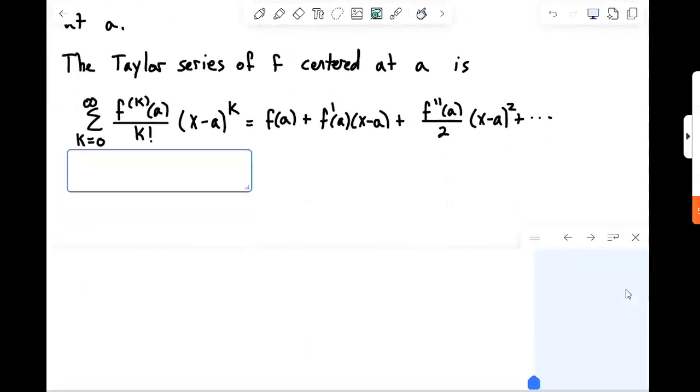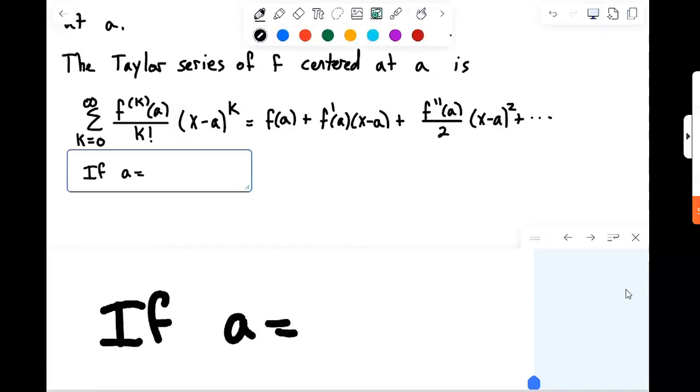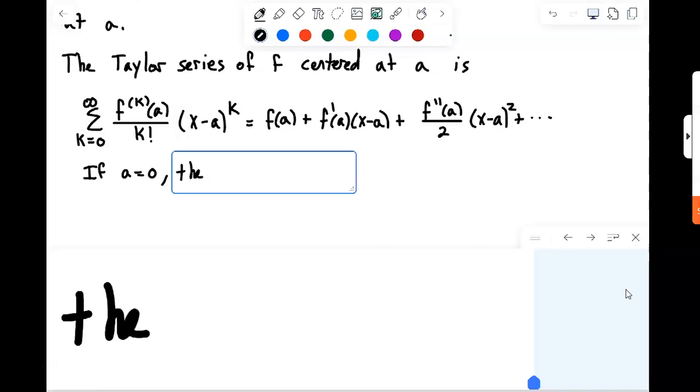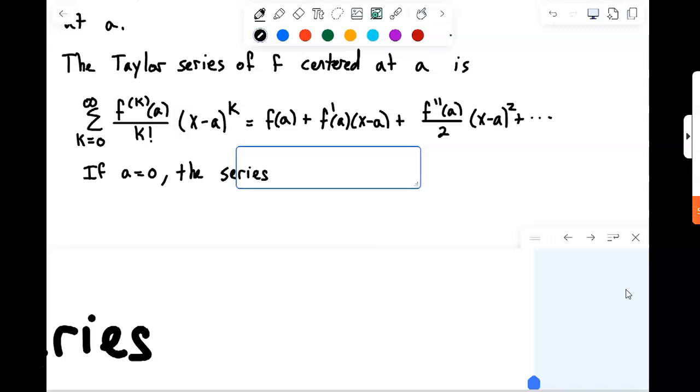And then just like before, if a happens to be 0, then the series is a Maclaurin series. Remember, Maclaurin is just a Taylor series centered at 0.